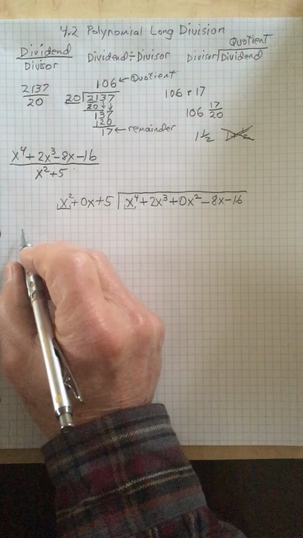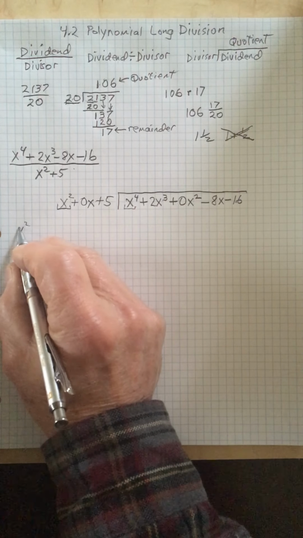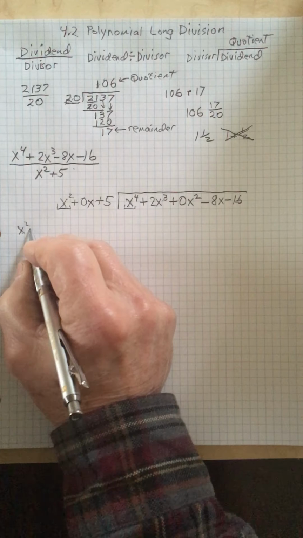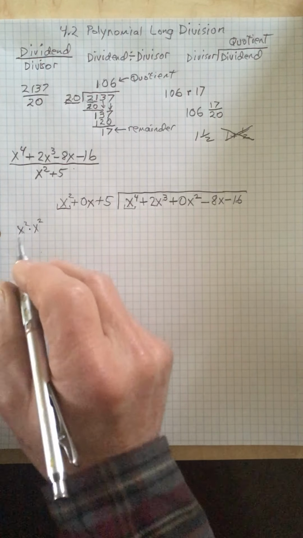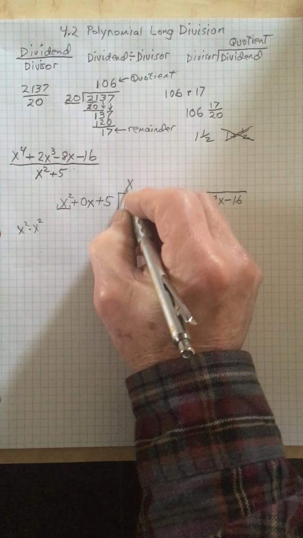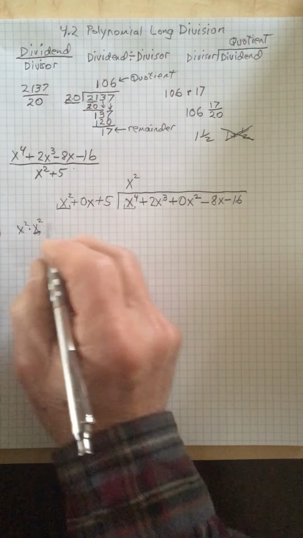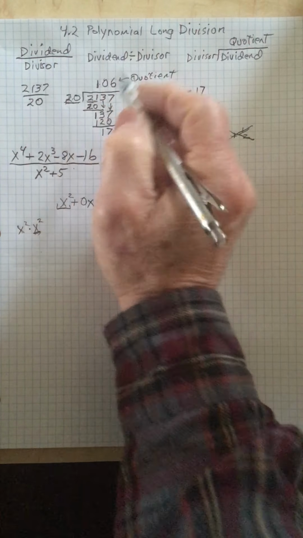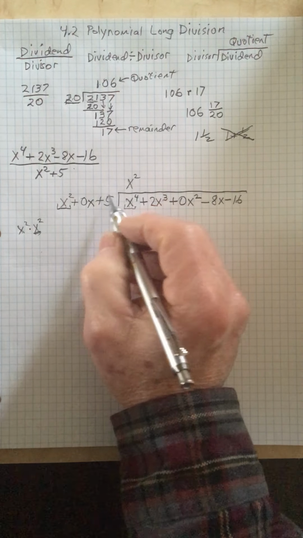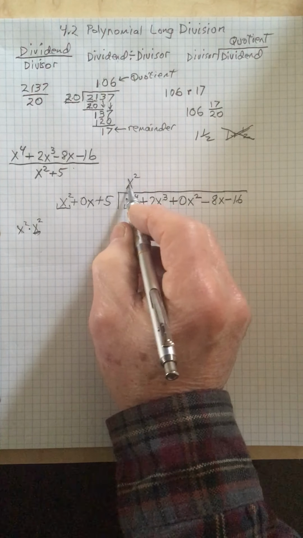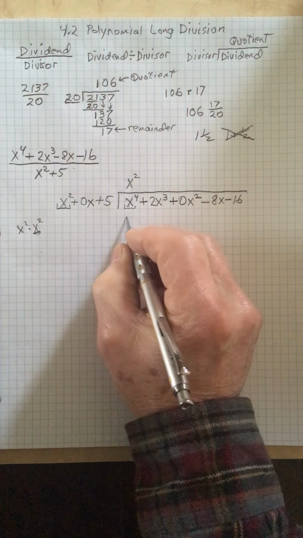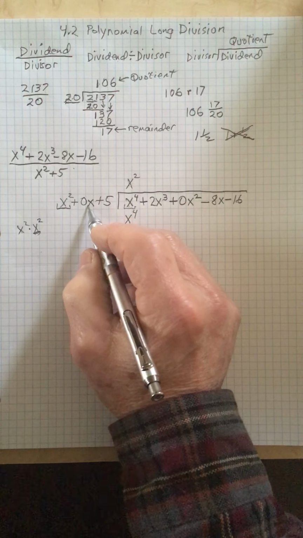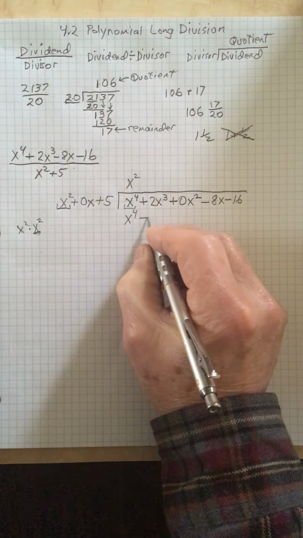If I have an x squared here, and I'm trying to get an x4, what do I multiply this by? Well, x squared, right? So that's what I want to put here. So that goes here. Same thing, 1 times 20 equaled that. So now we're going to say x squared times all of this. x squared times x squared, x4. x squared times 0x, so we're going to have 0x cubed here.